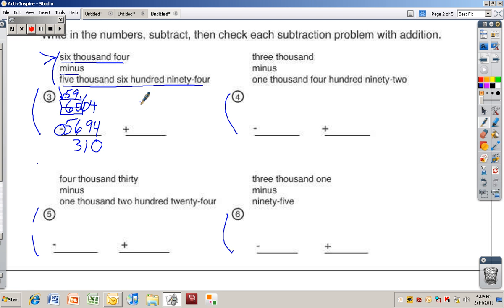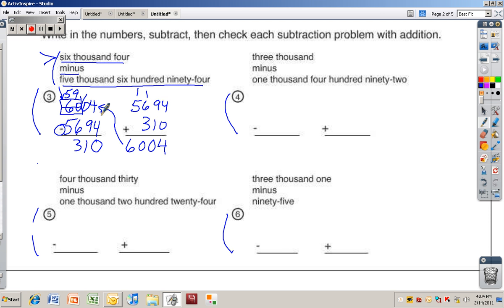And then you're going to check it by doing 5,694 plus 310. And then we do 4 plus 0 is equal to 4. 9 plus 1 equals 10, carry the 1. 6 plus 3 plus 1 equals 10, carry the 1, 6. 6,004, 6,004, that does check out.